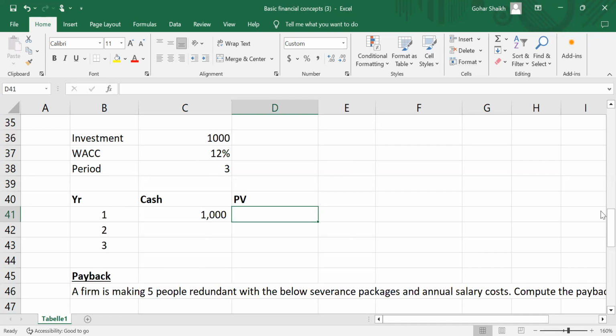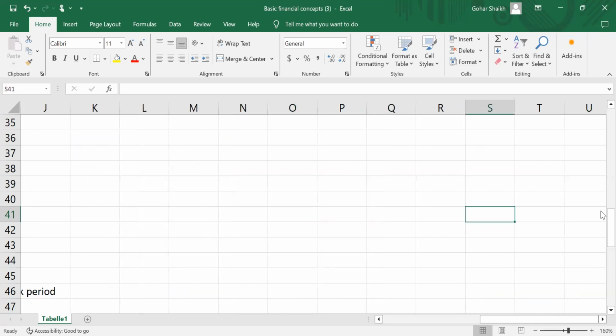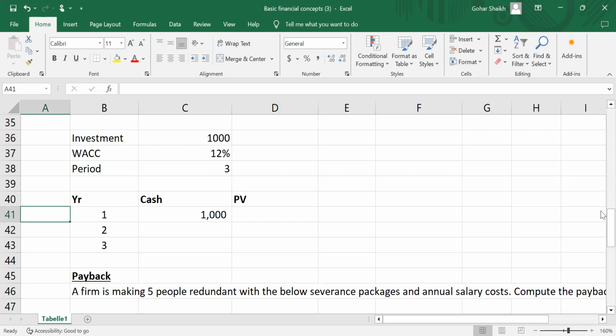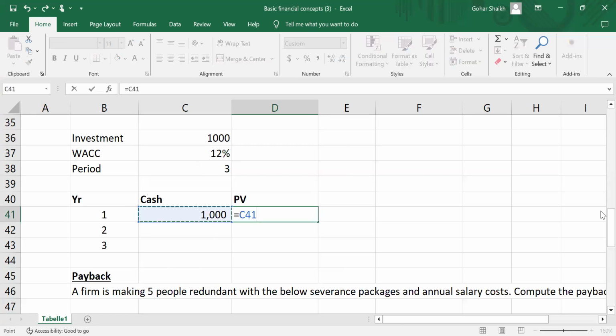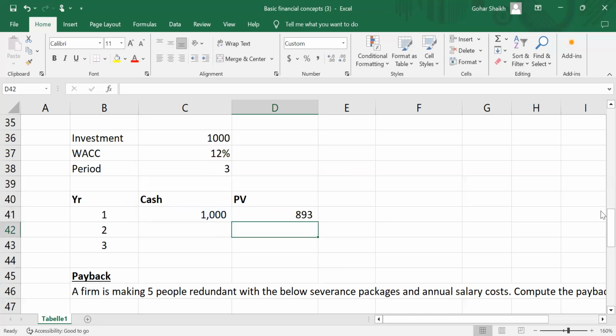So the formula for present value: we will do cash into 1 plus r to the power negative n. Let's try this. Cash, the principal amount, into 1 plus r to the power minus 1. So we get 893. 893 will be the present value. The formula is principal amount into 1 plus r to the power minus 1.